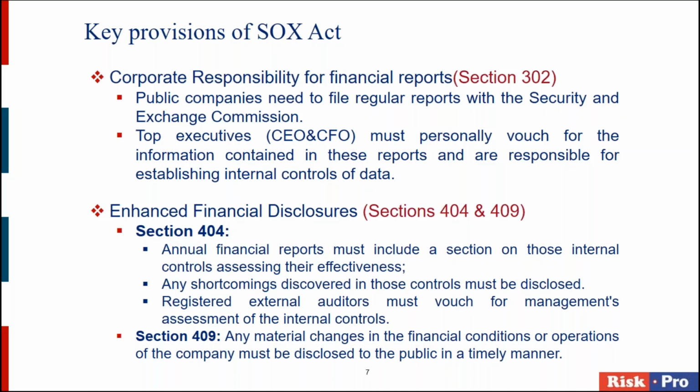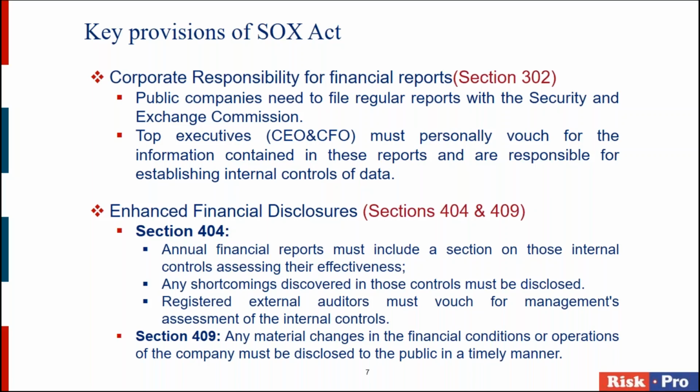One of the important sections is section 302, wherein public companies are required to file regular reports with the Securities and Exchange Commission. The top executives, that is the CEO and CFO, must personally vouch for the information contained in these reports and are responsible for establishing internal controls of data.